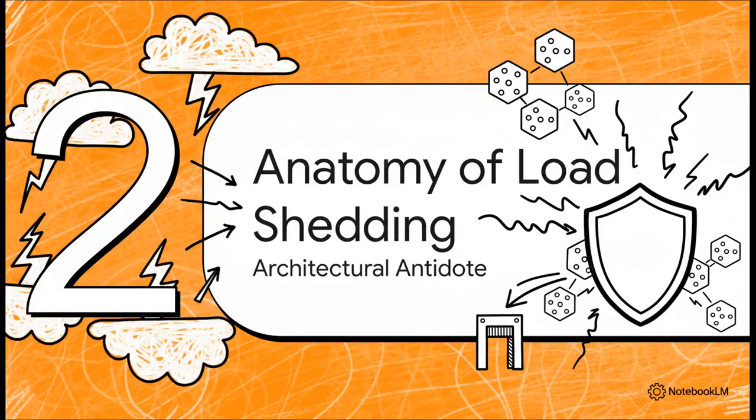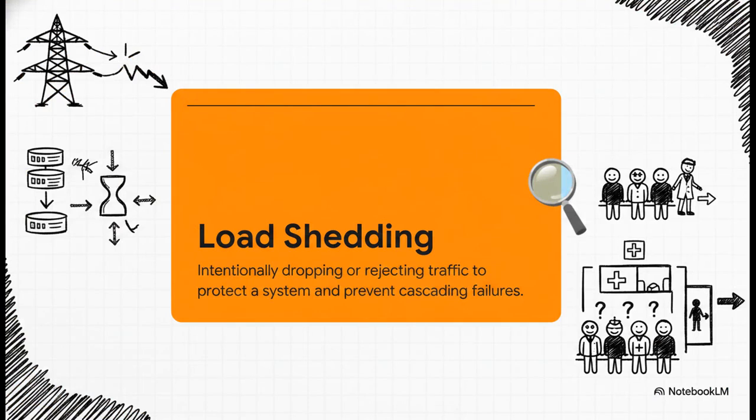Moving on to part 2, anatomy of load shedding, the architectural antidote. If a retry storm threatens to exhaust all our resources and take down those 500 microservices, what's our defense? It's load shedding. Now, I know it sounds completely counterintuitive. As engineers, we want to serve every single user request. We hate dropping anything. But load shedding is the intentional act of dropping or rejecting traffic to protect the broader system.